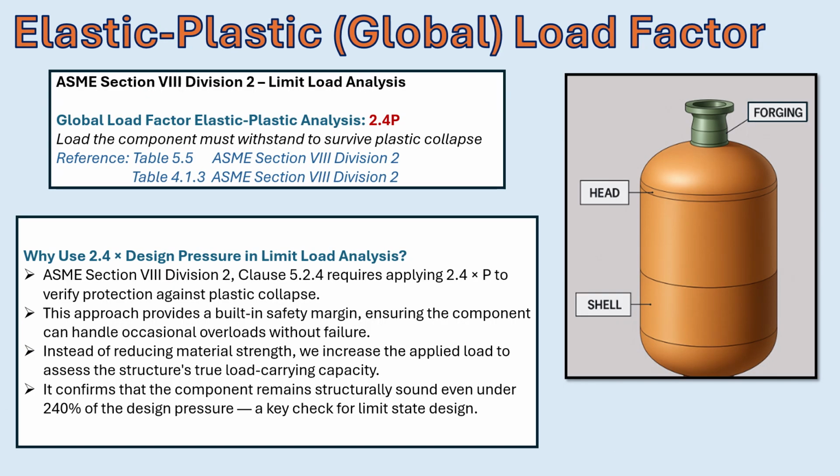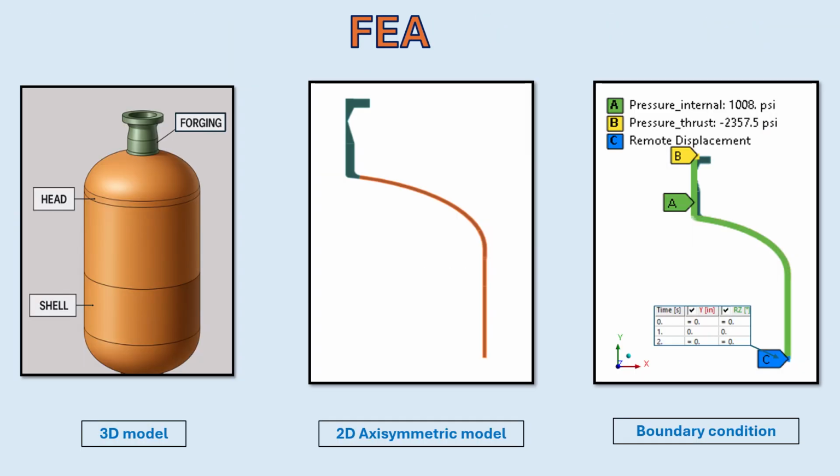In elastic plastic analysis, the load factor is increased further to 2.4 times the design pressure. This requirement comes from Table 5.5 of the code and provides a very strong safety margin. For this problem, the component must safely withstand 1008 psi compared to the design pressure of 420 psi. This ensures the vessel remains structurally sound even under significant overload. A load of 1000 psi is applied with thrust force adjusted accordingly.